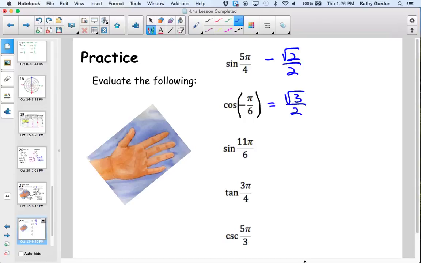Okay, sine of 11 pi over 6. Reference angle? Pi over 6. Quadrant? 4. Sine in the fourth quadrant is? Negative. So I know this answer is going to have to be negative. And what is the sine of pi over 6? 1 half. So the sine of 11 pi over 6 should be negative 1 half.